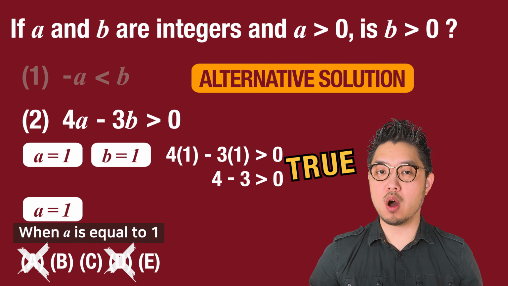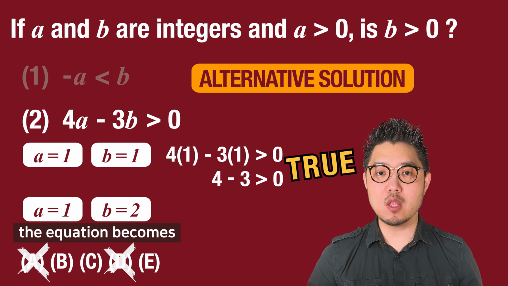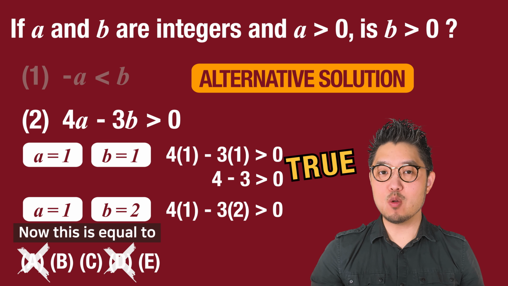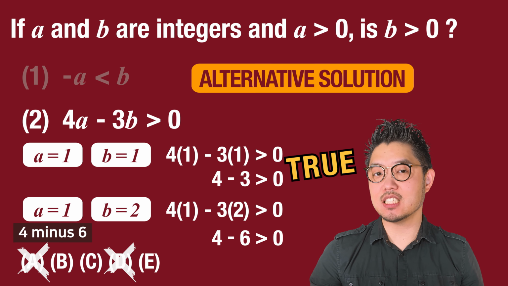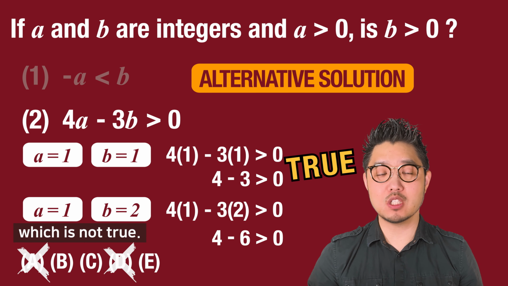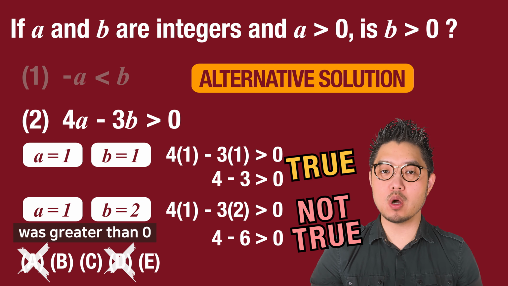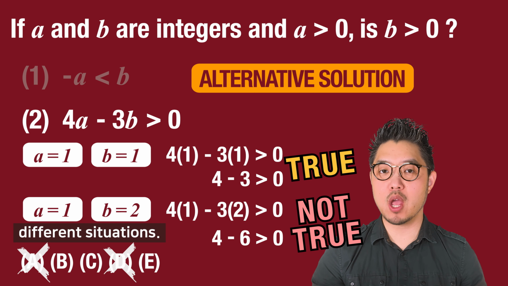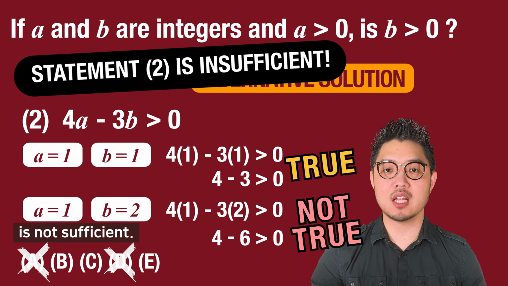When a is equal to 1 and b is equal to 2, the equation becomes 4 times 1 minus 3 times 2 greater than 0. Now this is equal to 4 minus 6 greater than 0, and it becomes minus 2 is greater than 0, which is not true. The value of b was greater than 0 in both situations, but we have different situations, so statement 2 alone is not sufficient.